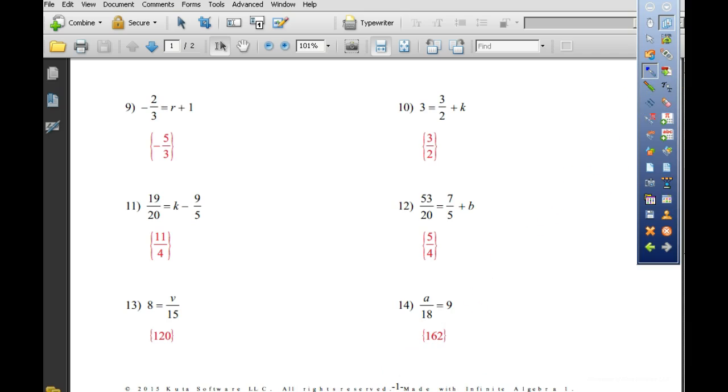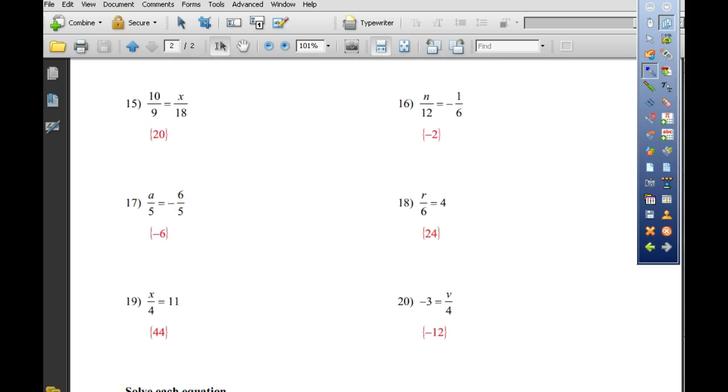Let's see here. Anything else? Maybe look at the back.